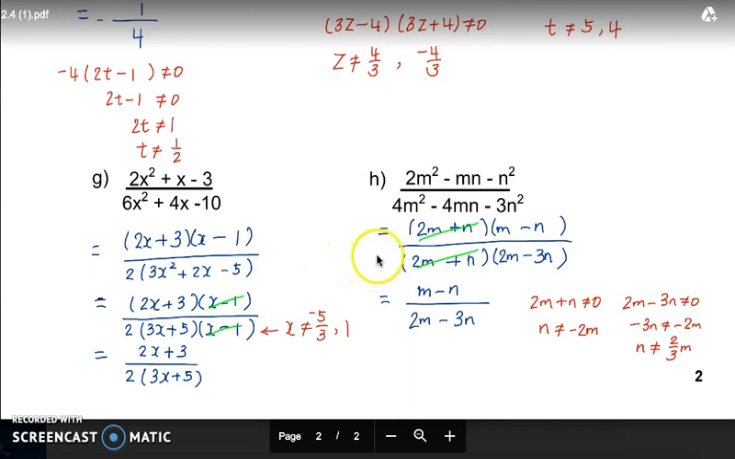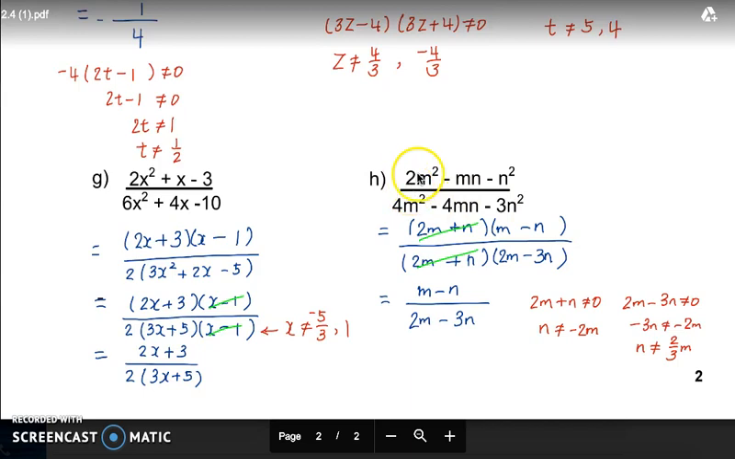H. You have 2m squared minus mn minus n squared divided by 4m squared minus 4mn minus 3n squared. So don't let that extra n scare you. We talked about it in the last lesson. You can treat this like a 2m squared minus m minus 1. Just note that the second term in these binomial factors will contain an n.